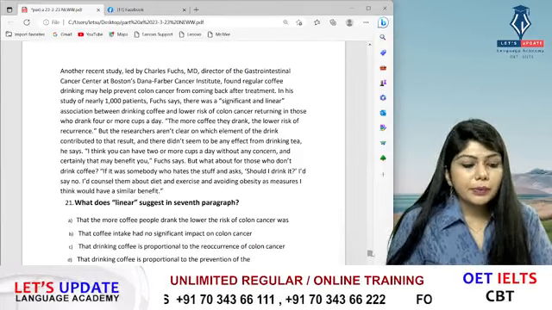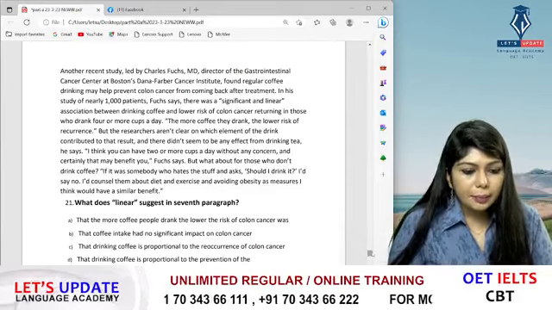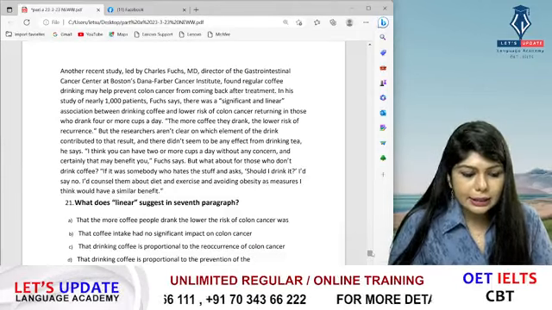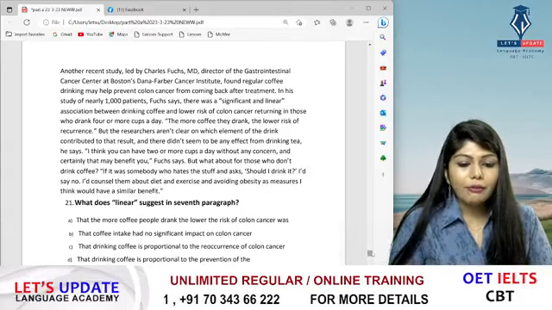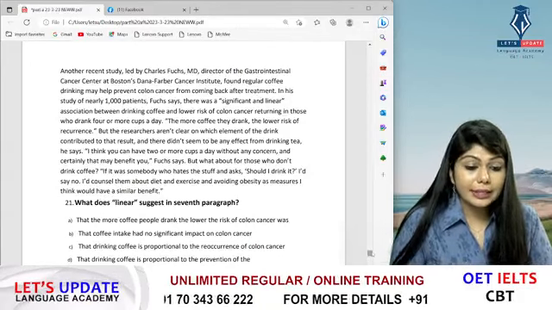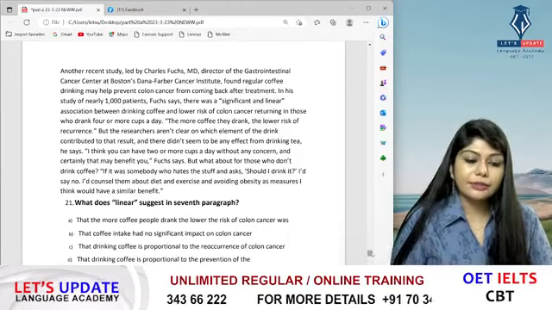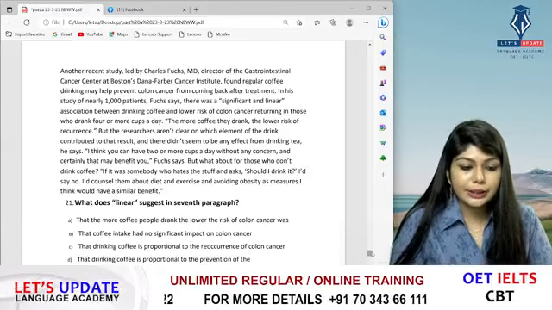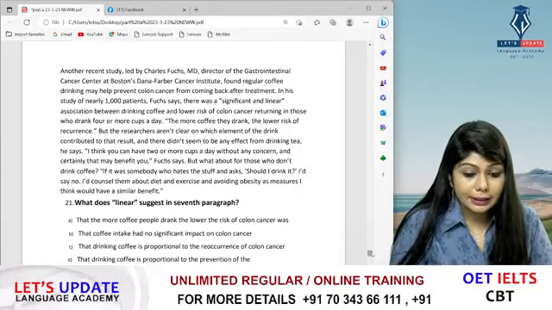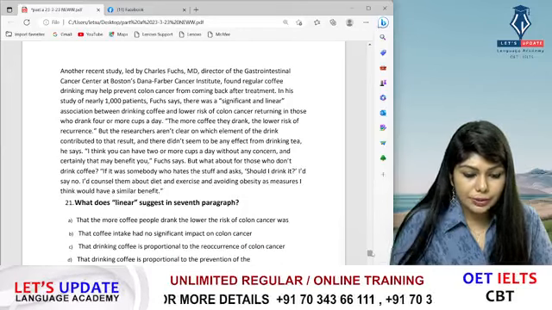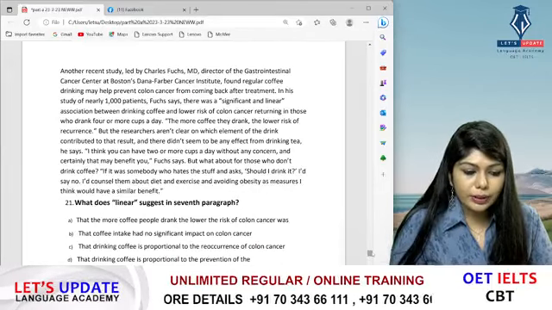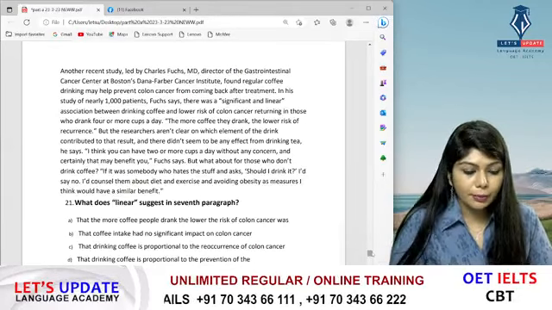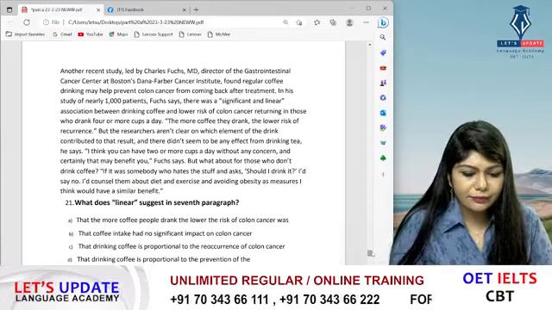Okay, so let's read this. Another recent study led by Charles Fuchs, MD, director of the Gastrointestinal Cancer Center at Boston's Dana-Farber Cancer Institute, found regular coffee drinking may help prevent colon cancer from coming back after treatment in a study of nearly 1,000 patients, which says that there was a significant linear association between drinking coffee and lower risk of colon cancer returning in those who drank 4 or more cups a day. The more coffee they drank, the lower risk of recurrence. But researchers aren't clear on which element of the drink contributed to that result, and there didn't seem to be any effect from drinking tea.